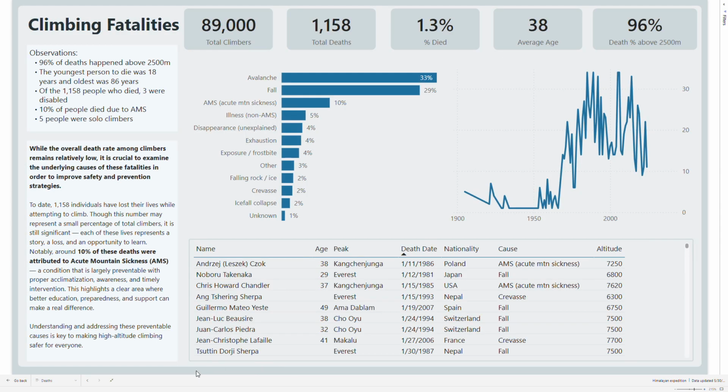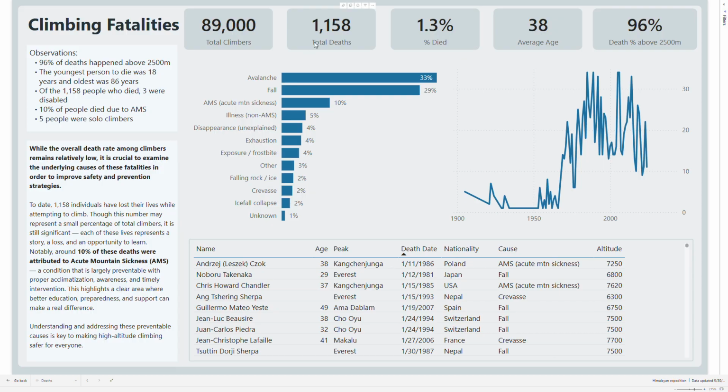This is the page that I was really passionate about creating. We all keep hearing about people who died while climbing the Himalayas. And since I'm from India, I kept hearing about it all the time when I was growing up. So I wanted to dive more into that data of why it's happening, and if there's anything that we can do to prevent it from happening in the future.